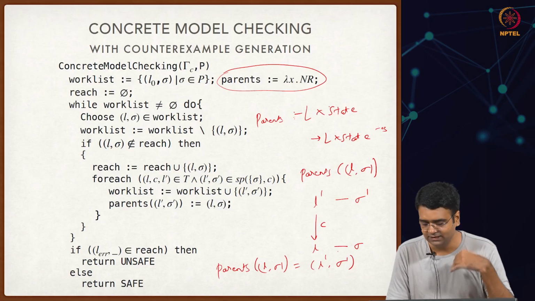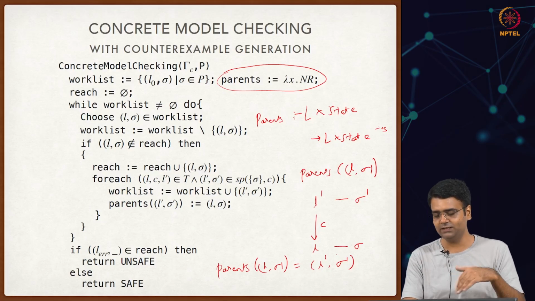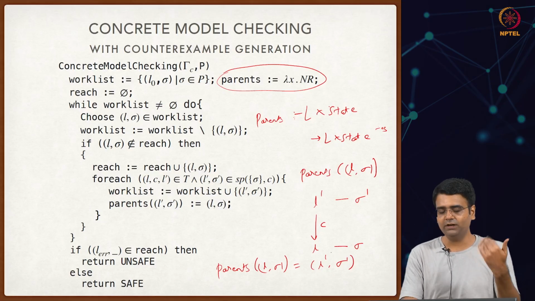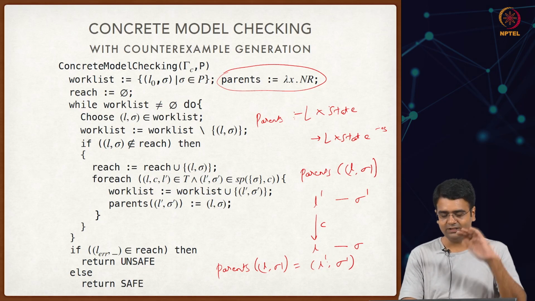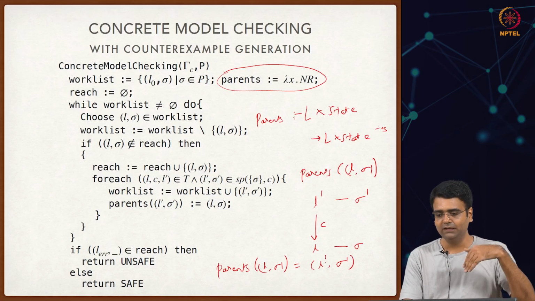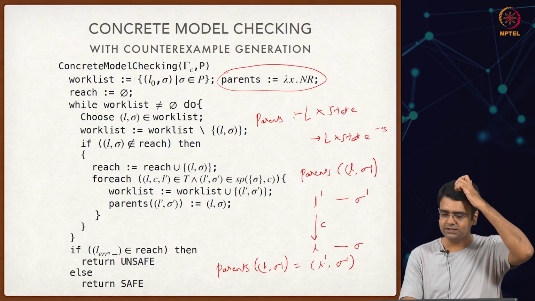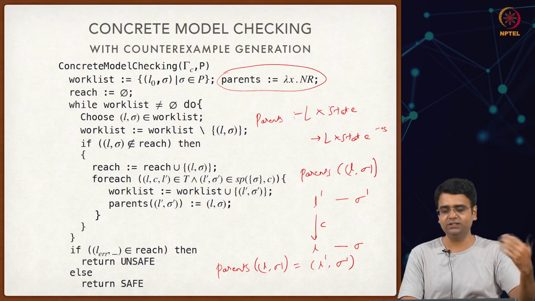Right. So essentially this parents map, this is noting down how a particular state was reachable at a particular location, right. So it essentially constructs this path, okay, through which a state was determined to be reachable, right.